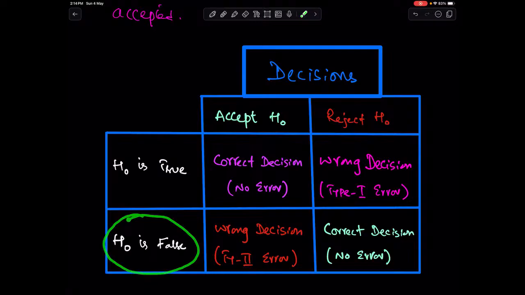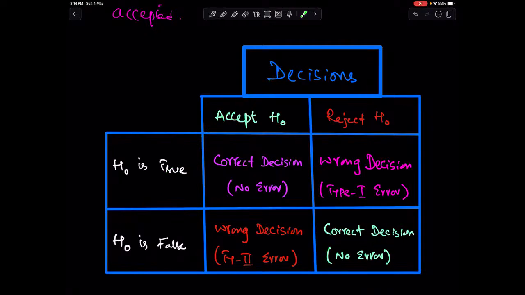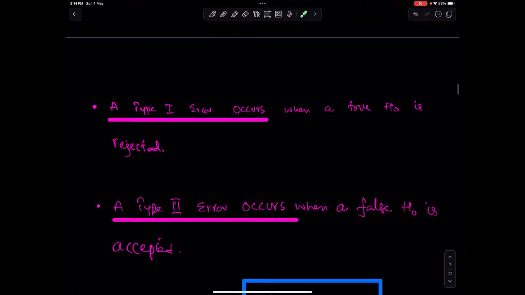And H naught originally is false and the decision is reject H naught. So this is the correct decision, therefore no error. Just remember this: a type 1 error occurs when a true H naught is rejected, and a type 2 error occurs when a false H naught is accepted.